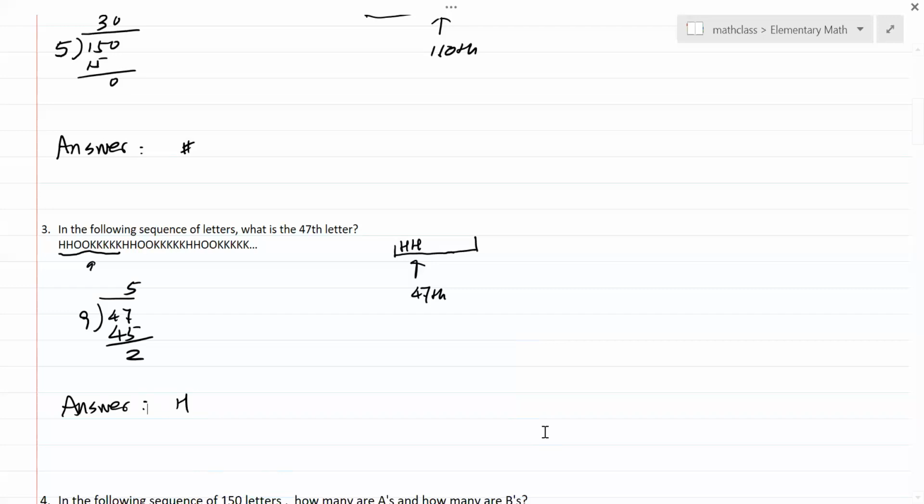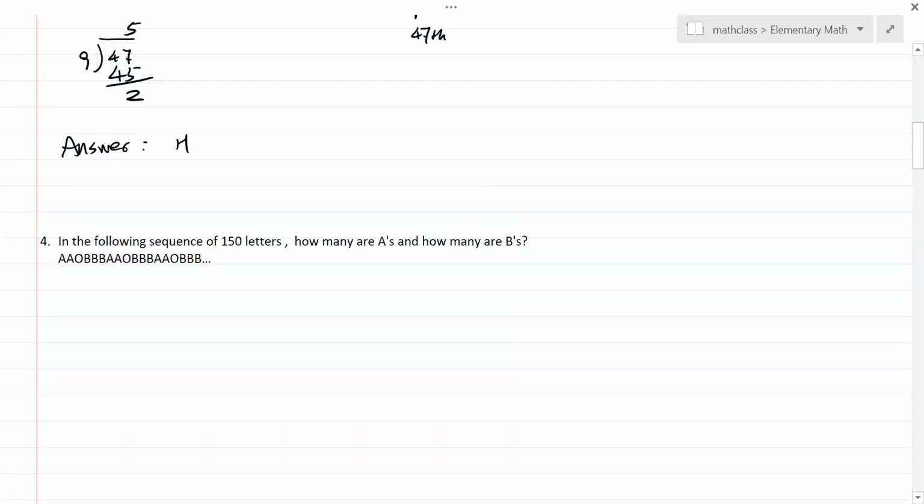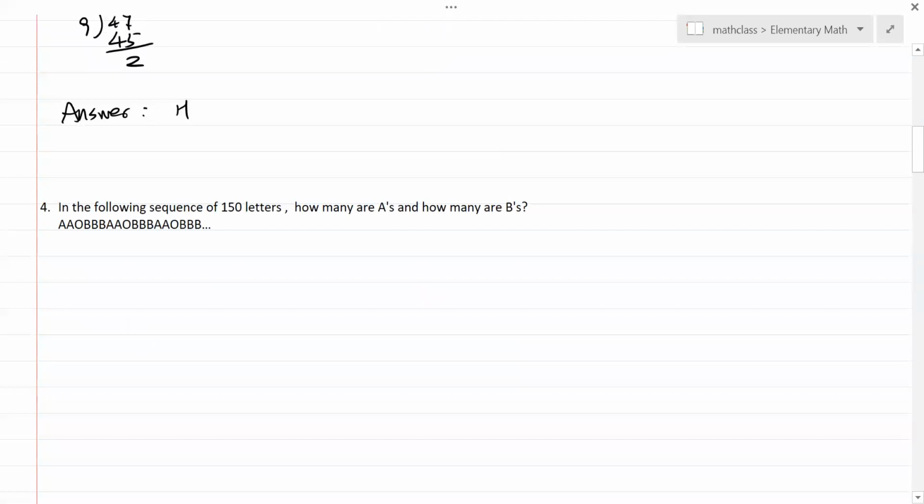All right. Now let's take a look at the next one. It's a different problem here. I'm going to count how many A's and how many B's. Look at this problem. It's also a periodic sequence. Find the block, one block, and you do the counting.